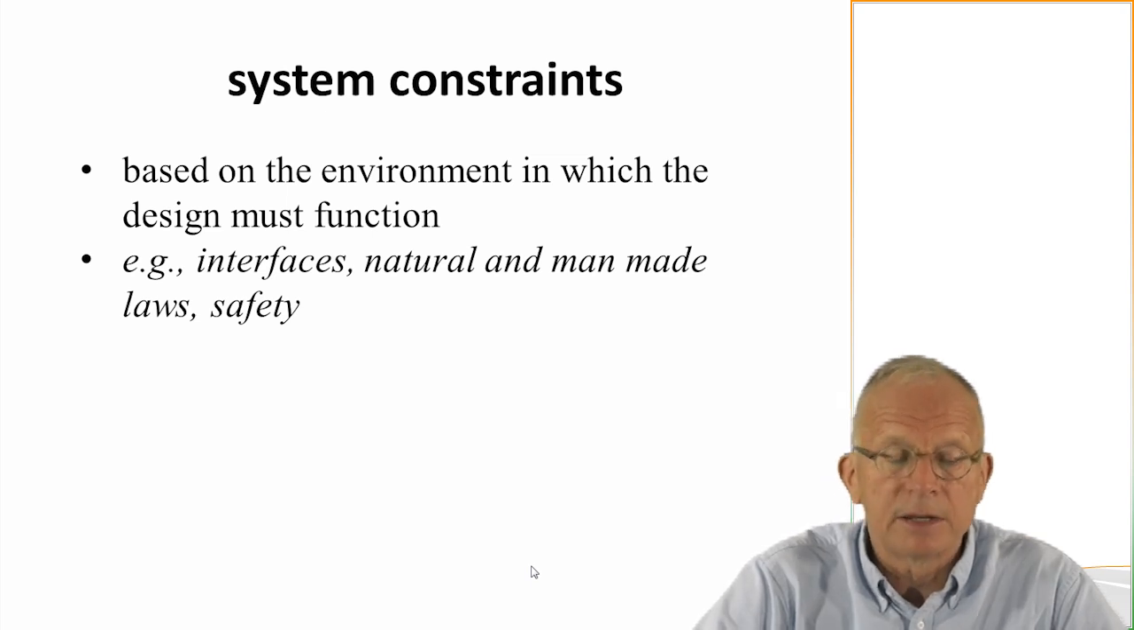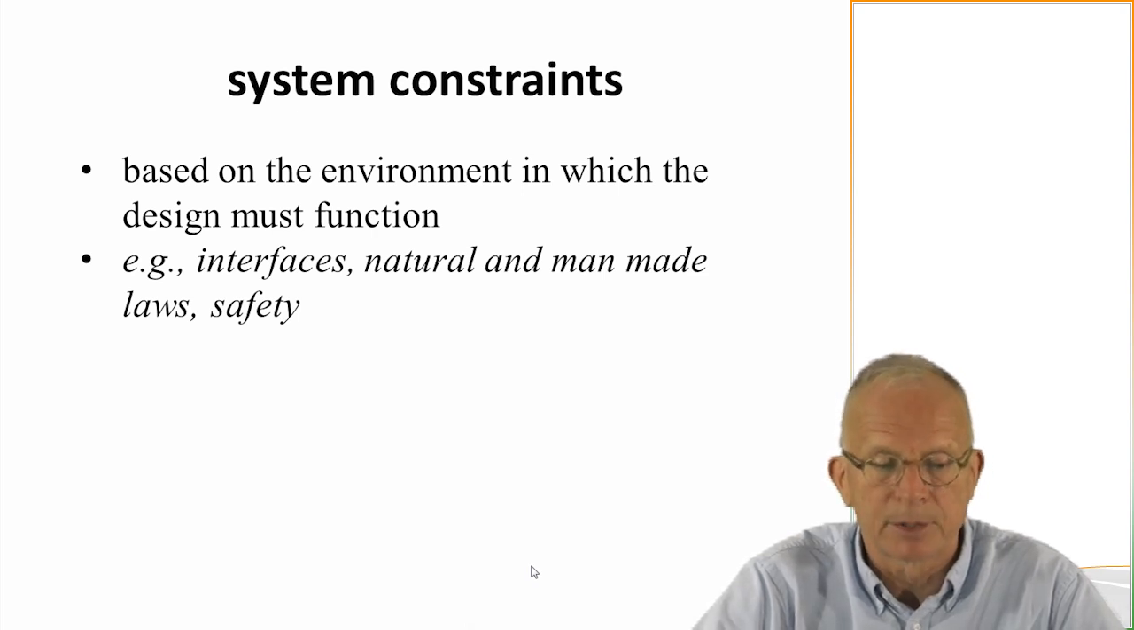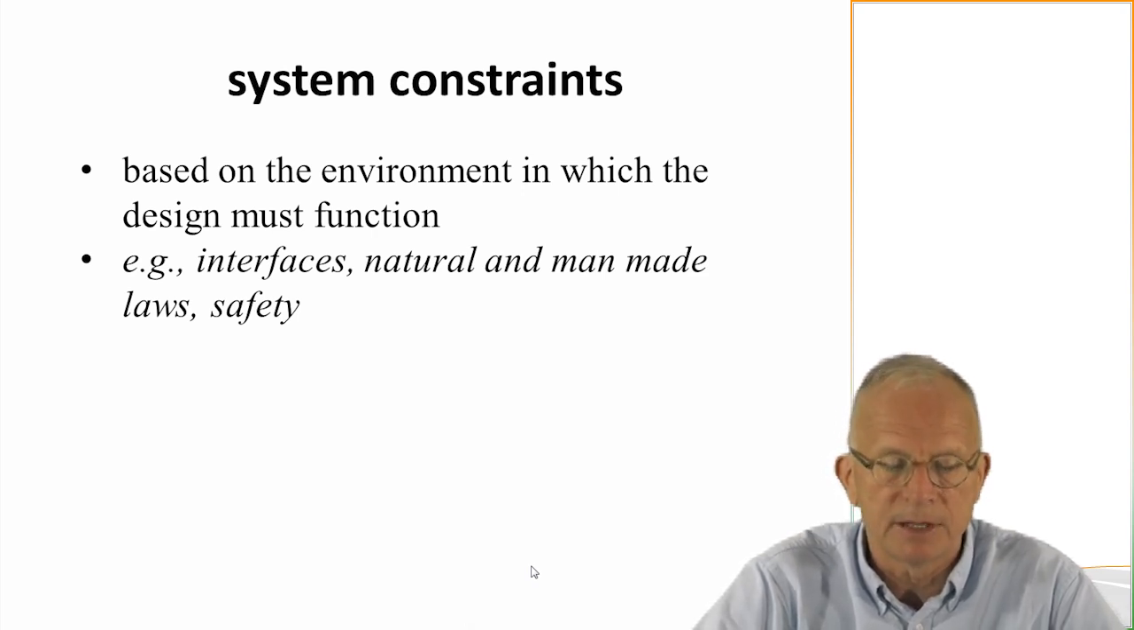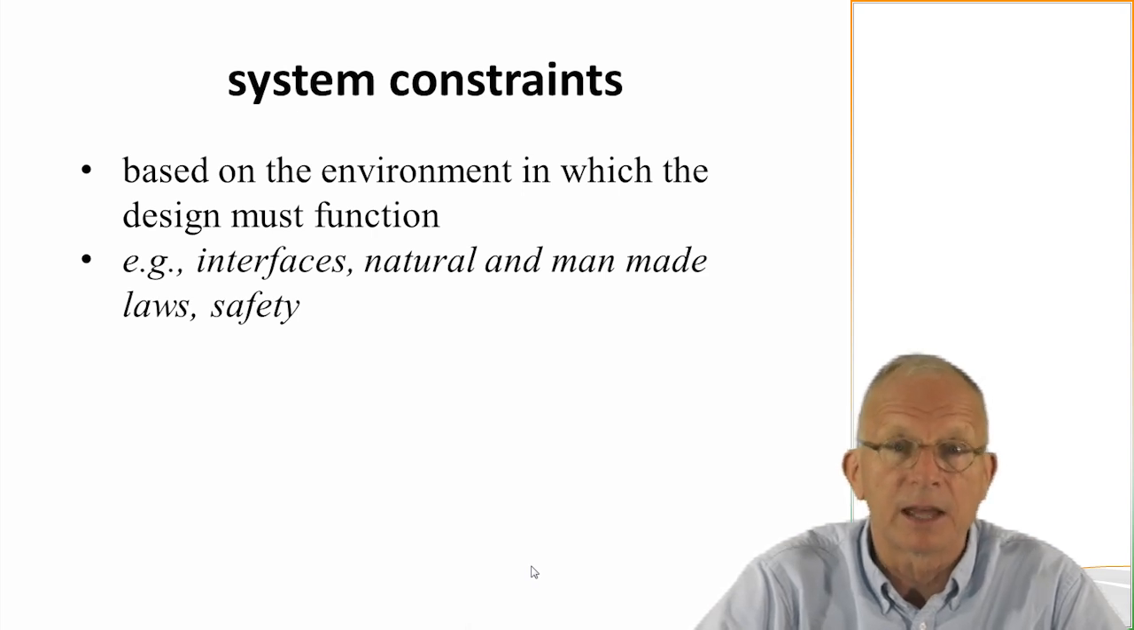Another kind of constraint that Nam Su identifies is system constraints. These would be based on the environment in which the design might function. So these could be interfaces, natural and man-made, laws, and safety, that the design has to comply with.